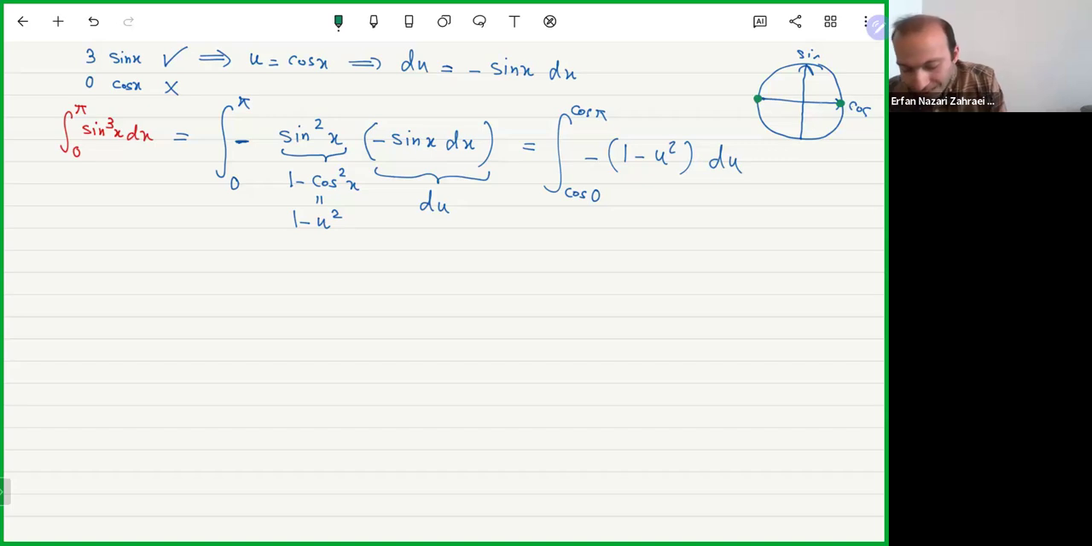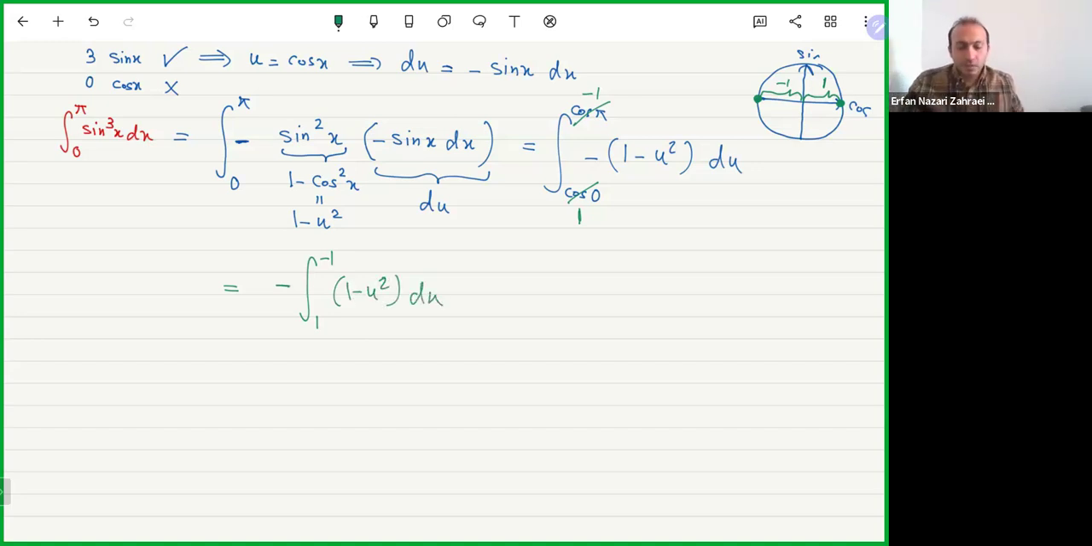What is cos 0? That's the cos axis, horizontal axis. So it's 1. It's a unit circle, which means the radius is 1. And what is cos pi? It's this much, which is negative 1. So this is negative 1 and this is 1. So what I have is the integral from 1 to negative 1 of minus 1 minus u squared du.